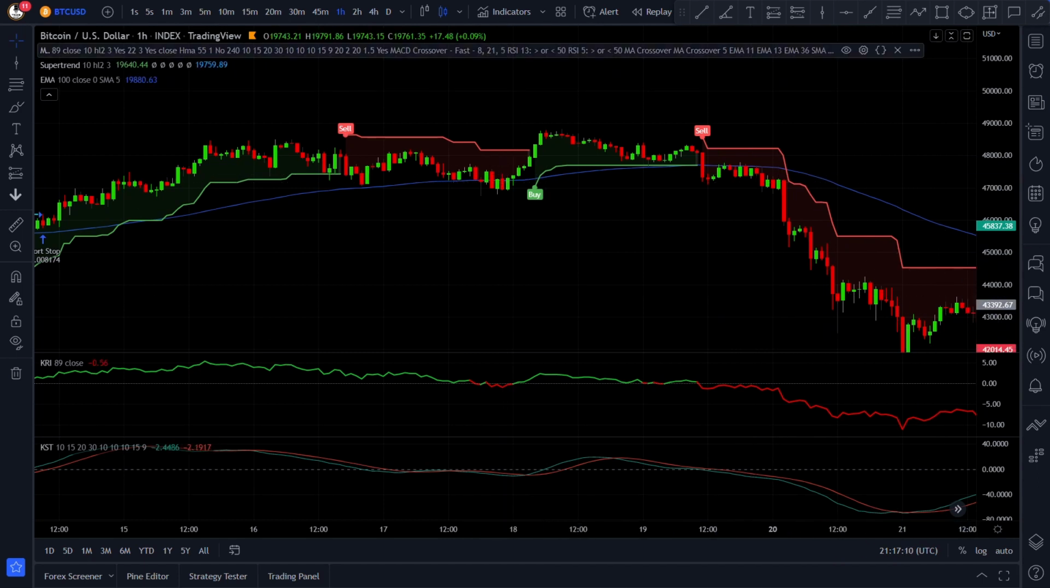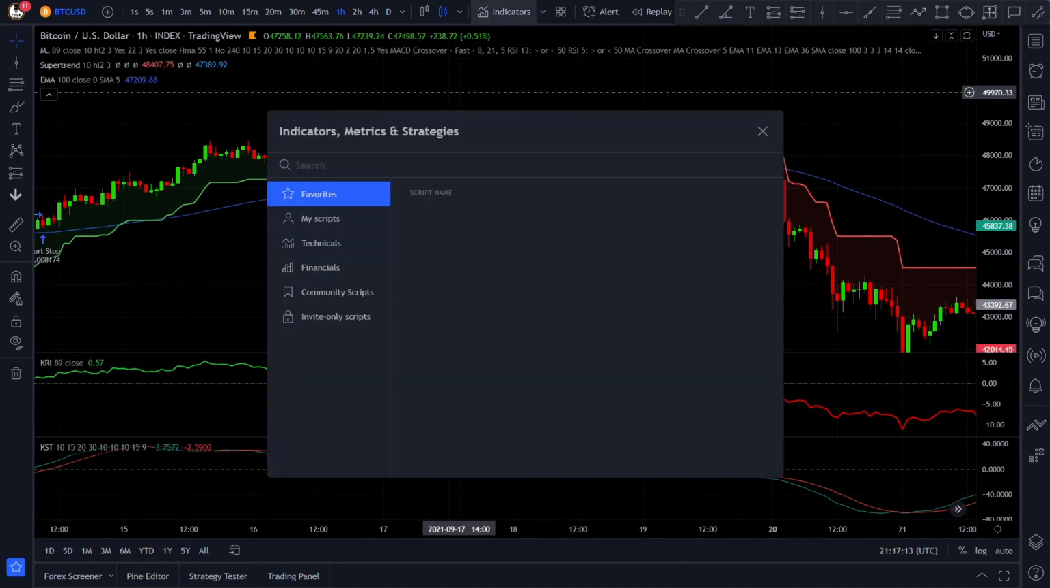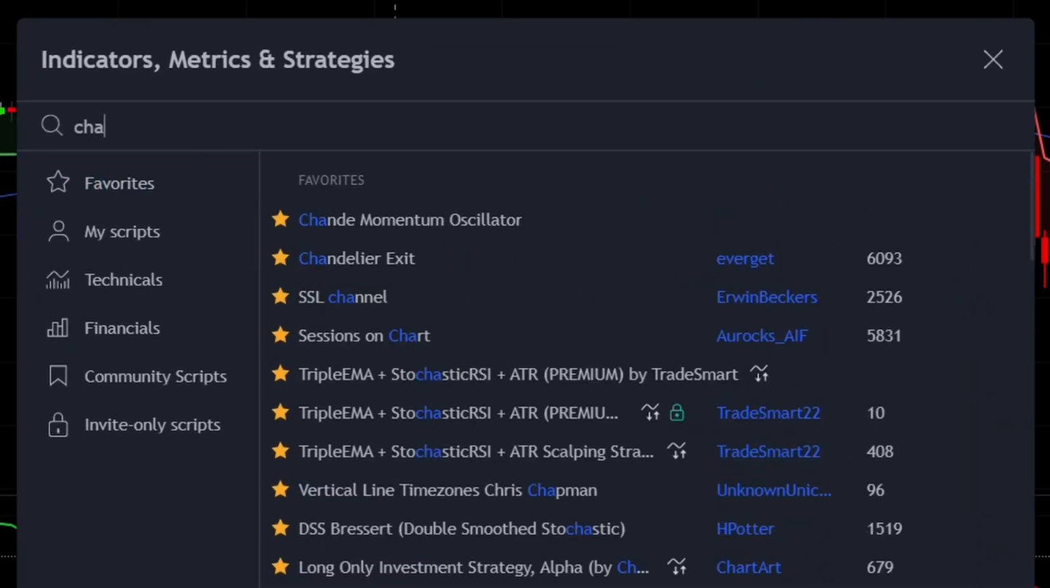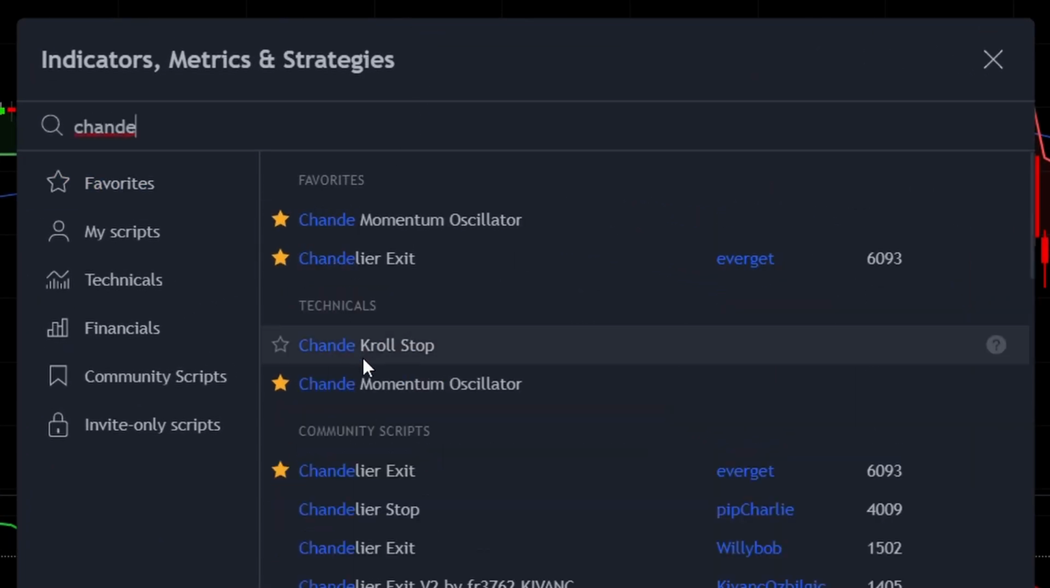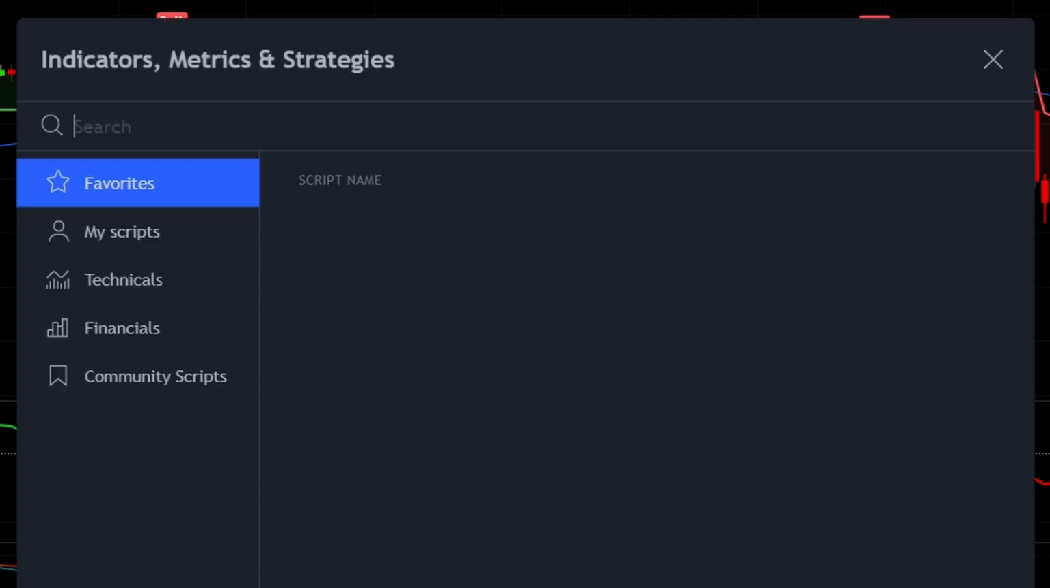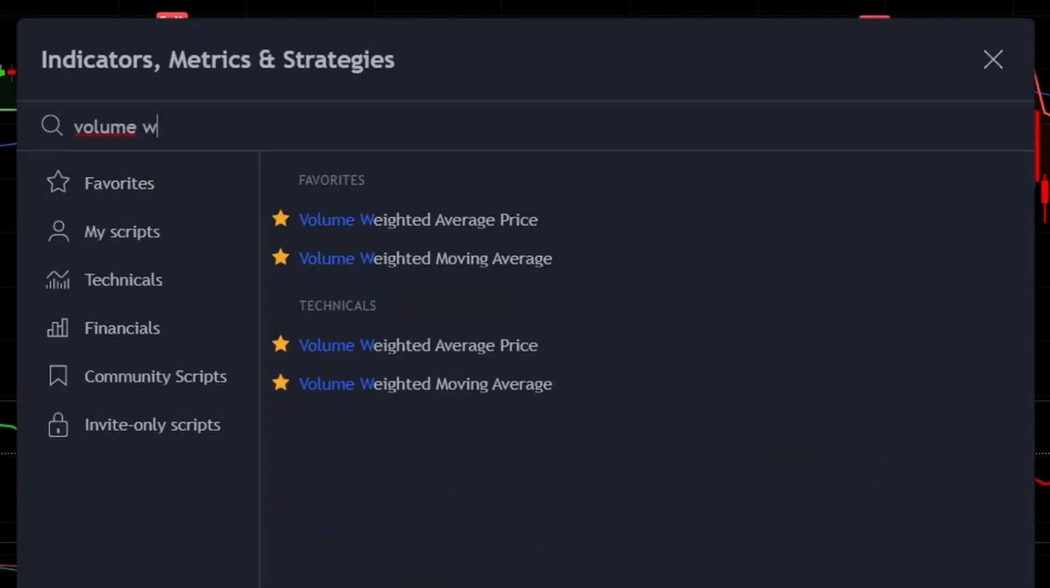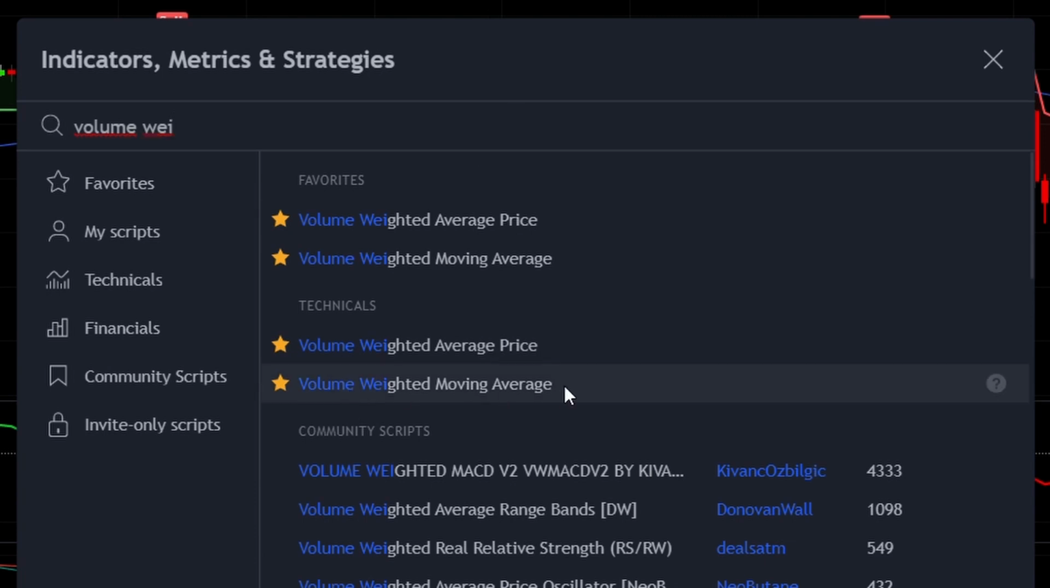Moving on, our last filter is the candle momentum with a volume weighted moving average. So type in the indicators tab candle momentum and add this one to your chart. Finally, type in volume weighted moving average and click on this one.